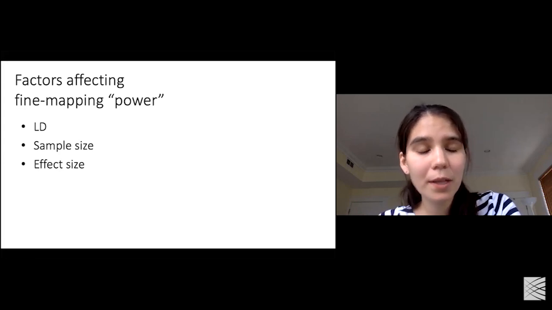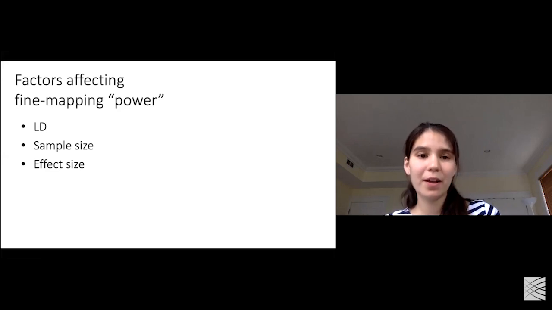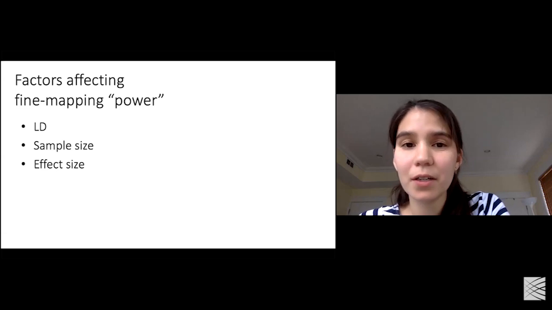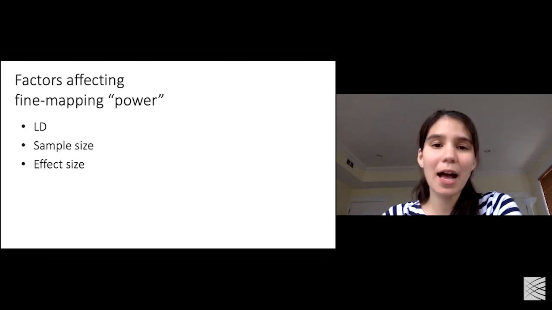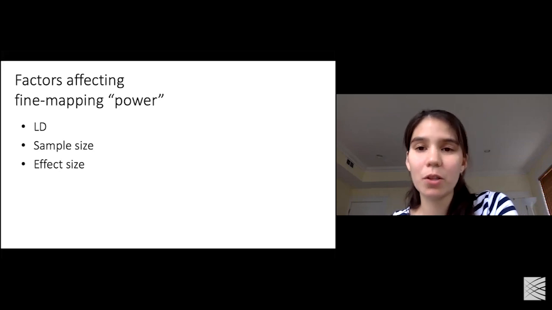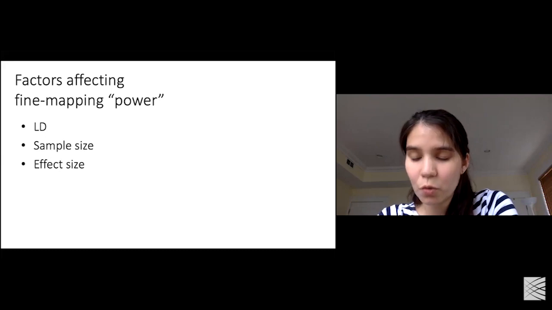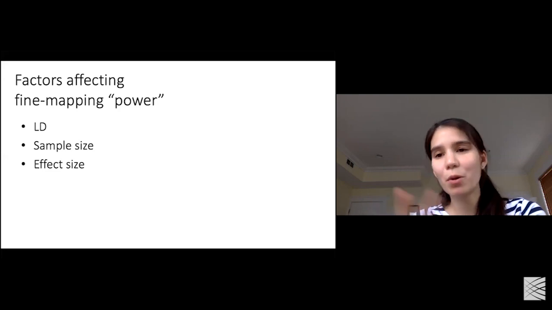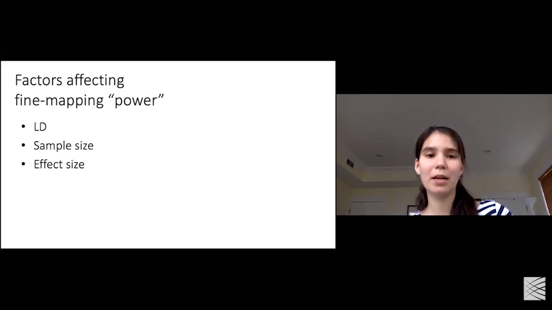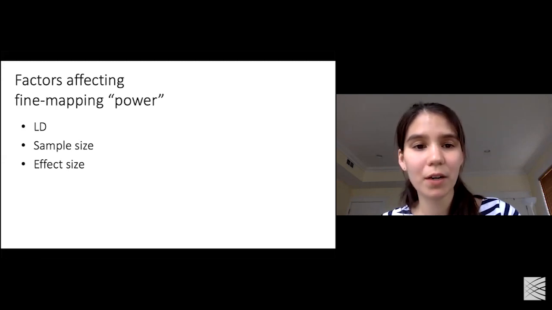So one thing that we might be very interested in is what factors affect our ability to fine map effectively. We're happy if we get a few variants with high PIP and the other variants with low PIP, and that means we've really been able to zoom in on the causal variants. I'm using power in quotes because that's a very frequentist idea, but intuitively we're trying to say with what confidence have we been able to identify these causal variants.